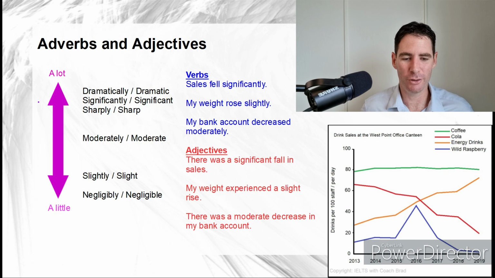My weight rose slightly after I went to the buffet, or I could say my weight experienced a slight rise after I went to the buffet. My bank account decreased moderately, that is a medium amount, after I went shopping. There was a moderate decrease in my bank account after I went shopping. So just remember, verbs go with adverbs, adjectives go with nouns.